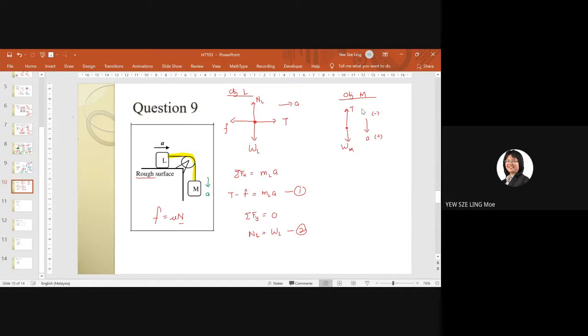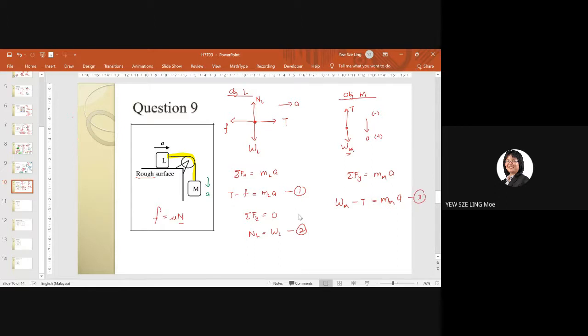Now let's move to object M. For object M, we have only the Y component. So summation Fy equals MA. But now if you look at the diagram, downwards is the positive direction. So what am I going to do? I'm going to use W as a positive vector. So WM minus T equals MMA. Now you see I take downwards as the positive vector and upwards as the negative vector. So this is the third equation.